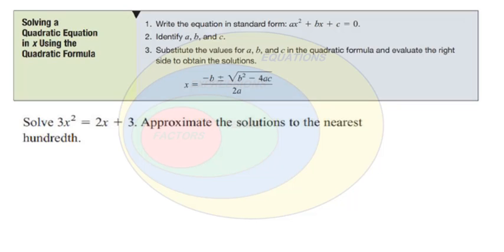All right, so we're going to try and solve a quadratic equation in x using the quadratic formula. We want to write the equation in standard form so that the coefficients of the x squared term, the x term, and the constant are all on one side equaling 0 expanded. We want to identify a, b, and c, and then we'll just substitute those values into the quadratic formula.